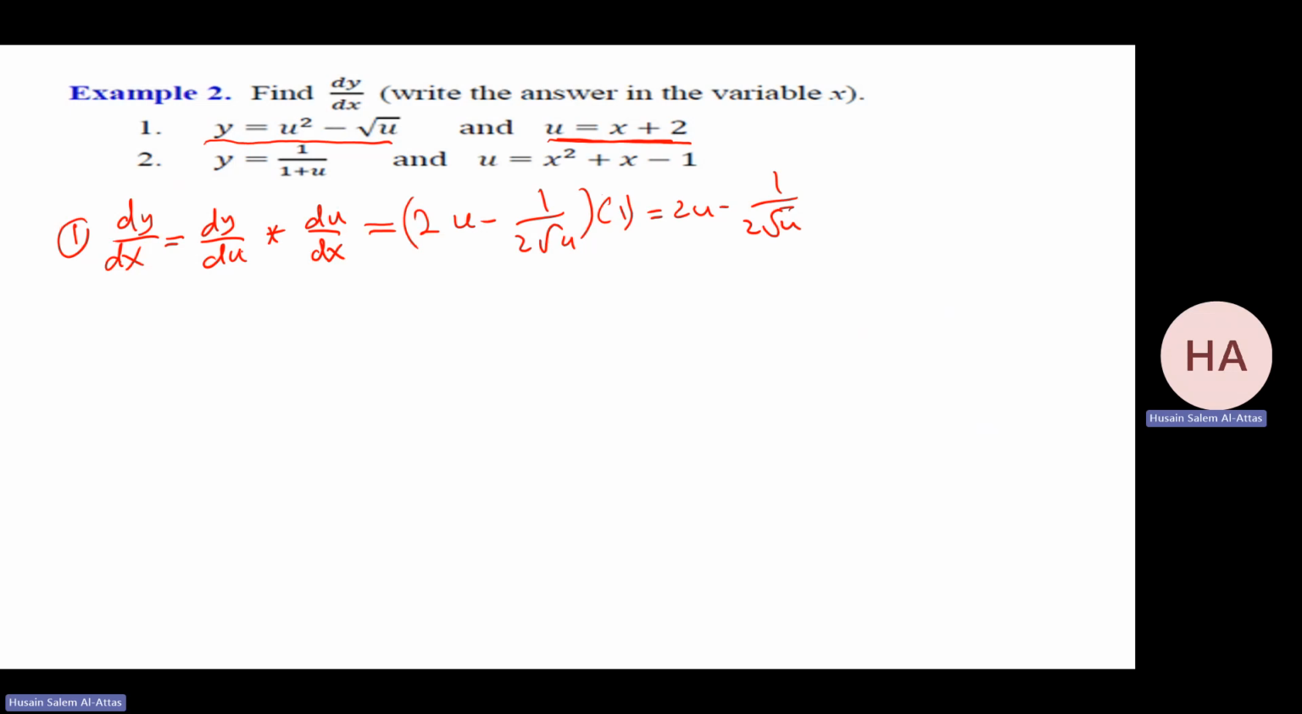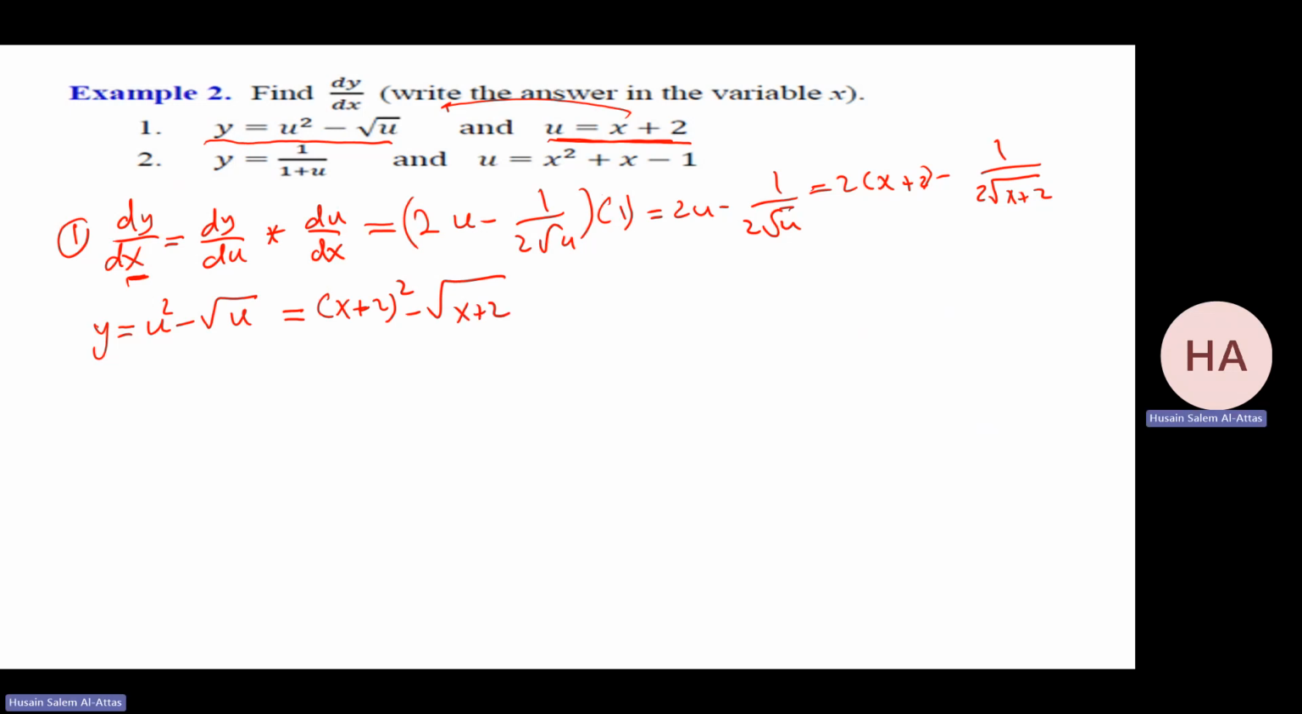Don't forget, you want to write the answer in terms of what? Of x. So I have 2(x plus 2) minus 1 over 2 root x plus 2. Okay, let me do it in another way. If we write y is u squared minus root of u, I can plug x plus 2 there. So you have (x plus 2) squared minus the square root of x plus 2.